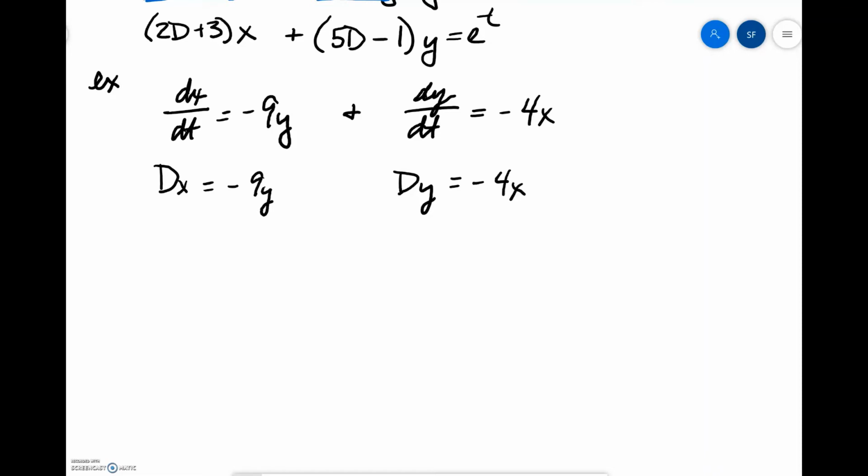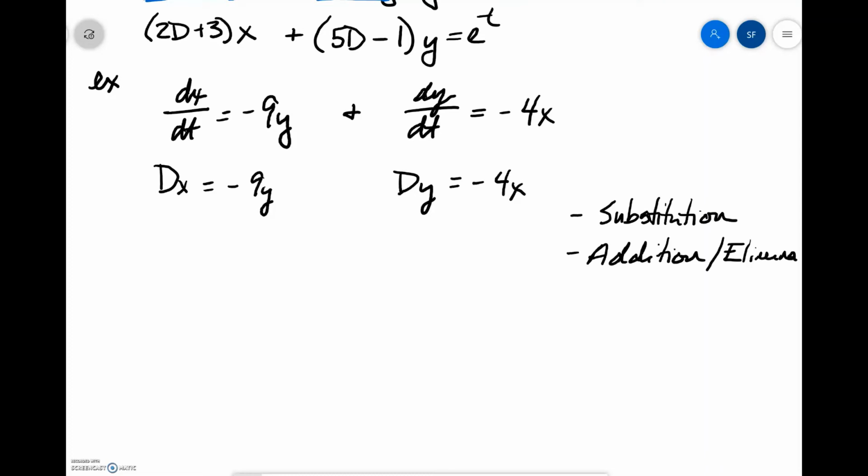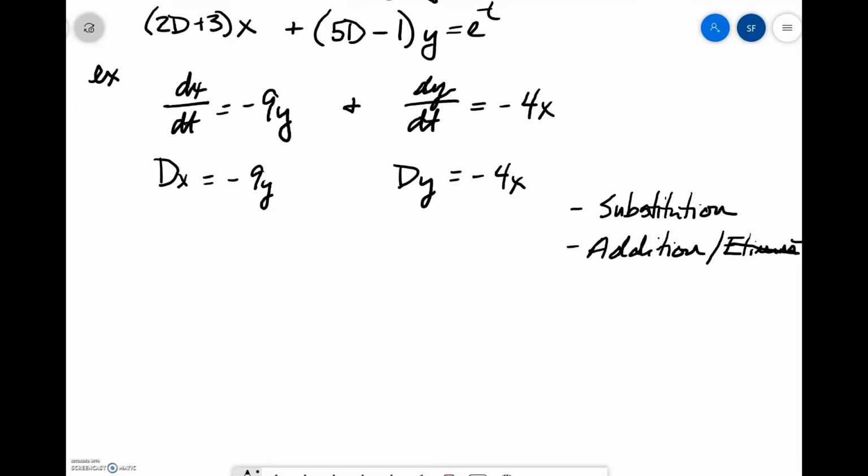Okay, so just like algebraic systems of equations, we pretty much have two ways to solve this. We can do this through substitution, or addition, elimination. So let's talk about this elimination method. And really, the elimination method is what we're going to talk about today.